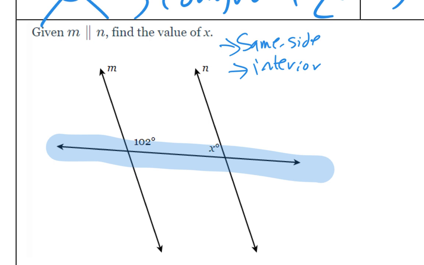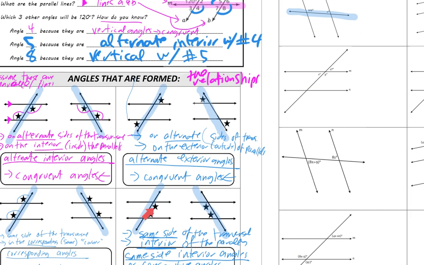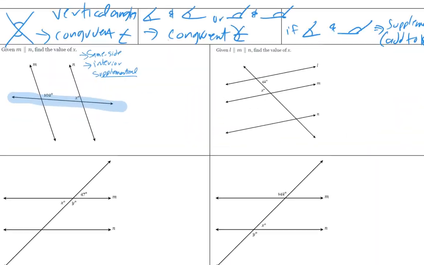Well, what do we know? This one is greater than 90, obviously, because it's 102, right? This one is less than 90, right? So they look like they are supplemental. And if we look at our notes, we said that same side interiors are supplemental, right? That's this look right over here. That looks just like that. That's what we want to recognize. Not just like it, but basically the same, right?